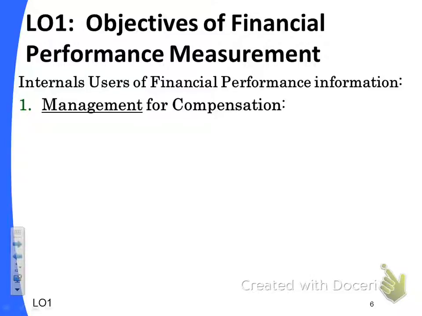So, from an internal user perspective, they also need to know about the financial performance objectives in order for management to determine compensation. There are managers within companies whose compensation packages are tied to the financial performance of the company. So they use those measures to determine whether or not the company's managers are going to get whatever bonuses they're targeting to get.